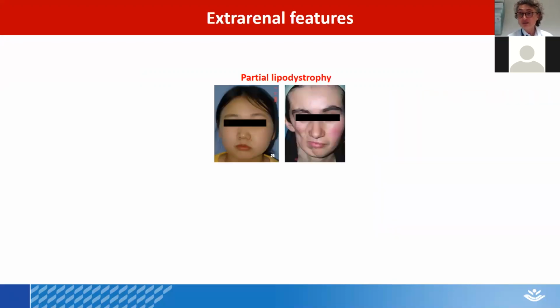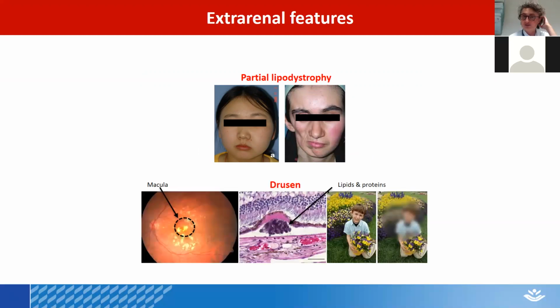There can be extrarenal features. This is the figure of a very extreme and very rare form that is called partial lipodystrophy, which is due to complement depositing in different ways within the skin and giving inflammation. But I've actually never seen that, and in my experience, it's only something that is described in textbooks. Whereas drusen, which is the accumulation of C3 on the macula of the eye, is more frequently seen, and actually it has been described in these diseases in a relevant percentage of cases.